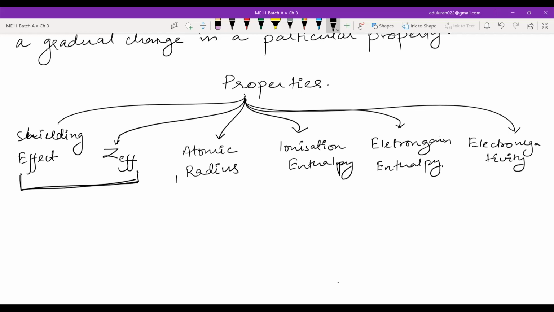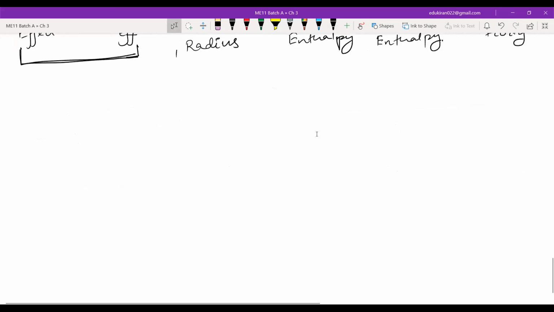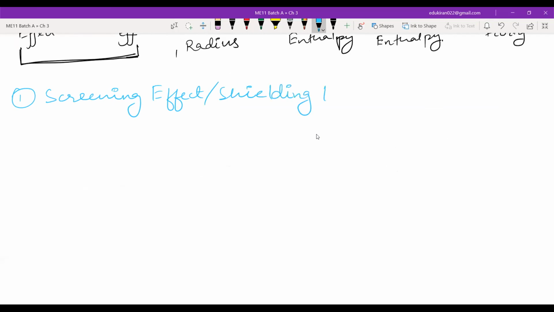Khalid has raised hand. Okay. What about others? Done, sir. Okay. So please write the first topic, that is shielding effect or screening effect.